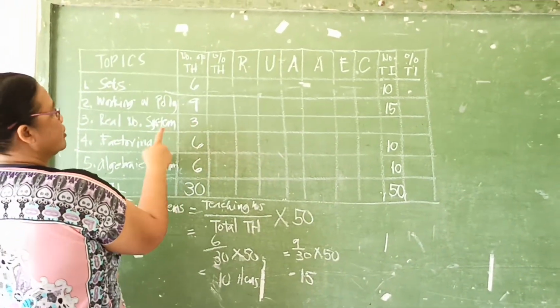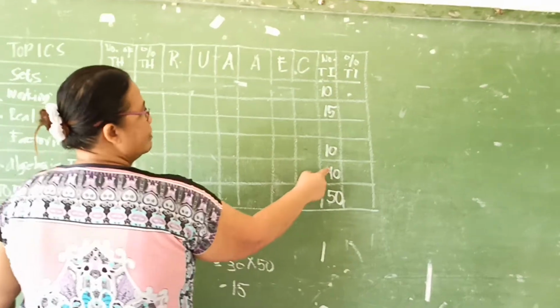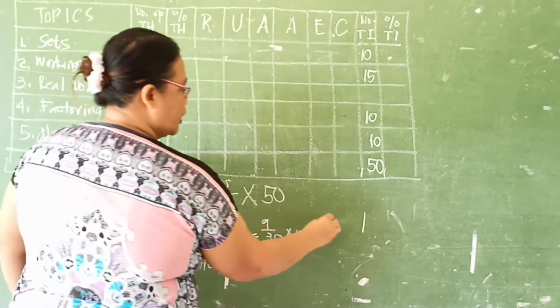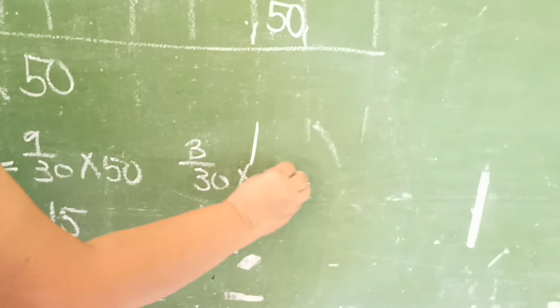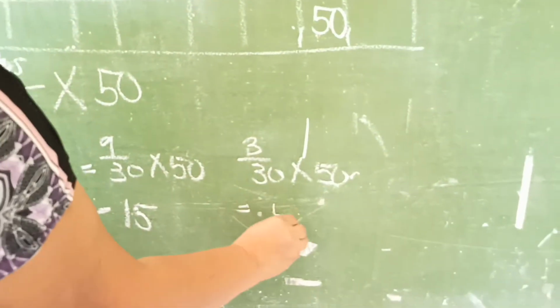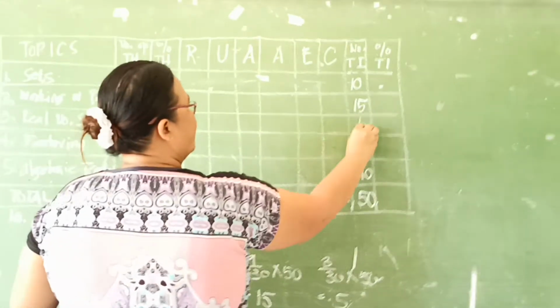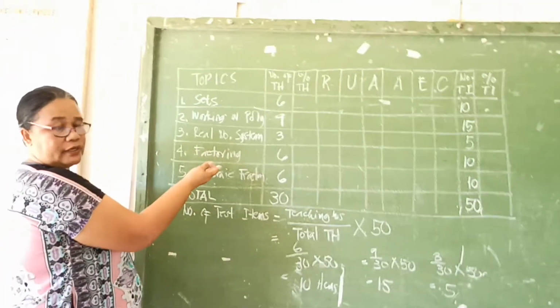Then 3. So we expect that if it is only 3 hours, it will be less than 10, less than 15, because it was discussed for only 3 hours. So you have there 3 divided by 30 times 50, a total of 5 only. So for sets, or the real number system, only 5 items should be included in that chapter.